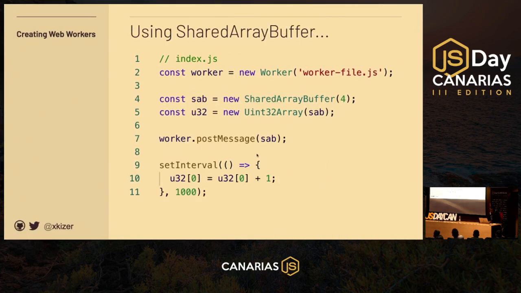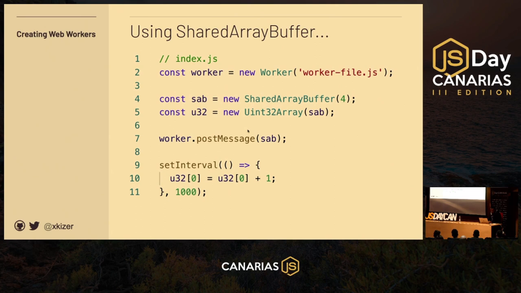Okay, so a shared array buffer is special in that it's the only thing you can actually share between threads in JavaScript. So you can send a shared array buffer to a thread, and both threads can operate on it. And of course, this is going to cost you a lot of trouble if you don't know what you're doing. So we are going to try to send a shared array buffer.